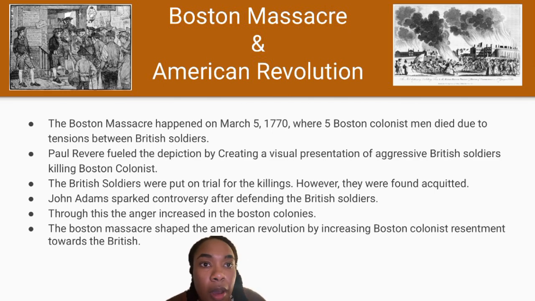So just through Paul Revere's actions of creating that visual presentation of the Boston Massacre, it really enraged the colonists, and it made things worse than what they already were.